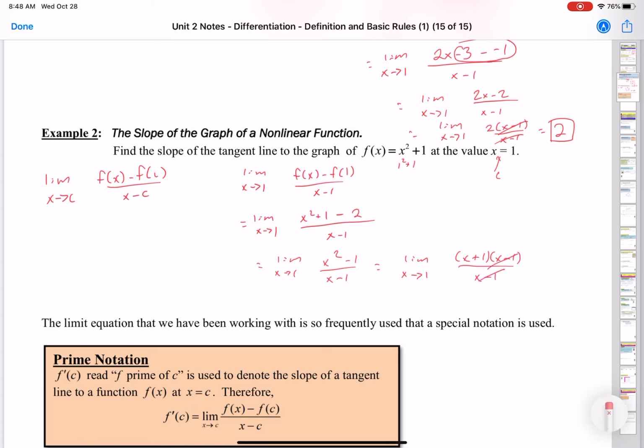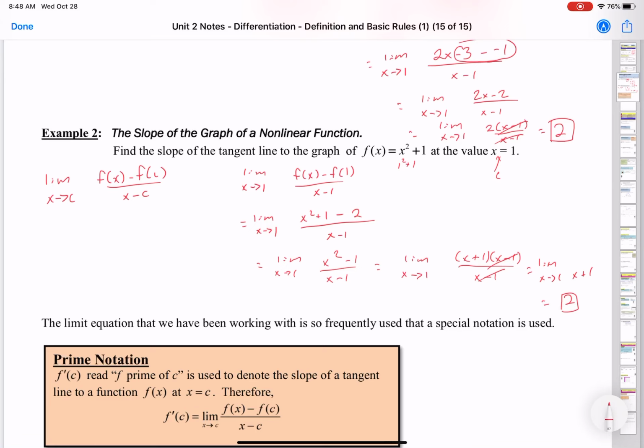And we see, again, we have a factor that cancels out. So we should end up with the limit as x approaches 1 of just x plus 1. And now we can do a direct substitution. This would also equal 2. So the slope of this parabola at that x value 1 would be 2.